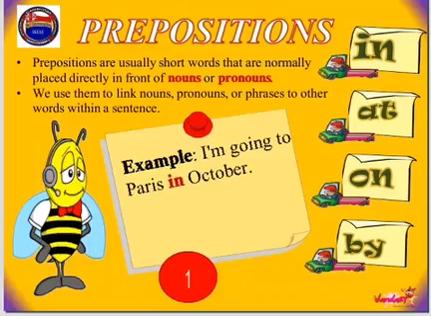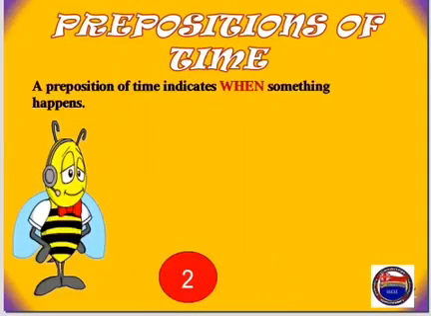There are many types of prepositions such as prepositions of time, prepositions of place, prepositions of movement, etc. The question is why we use prepositions. We use them to link nouns, pronouns, or phrases to other words within a sentence. In the previous example, I'm going to Paris in October, the preposition in links October with the rest of the sentence. In this video, our focus is on the first type of prepositions, the prepositions of time. A preposition of time indicates when something happened or will happen.